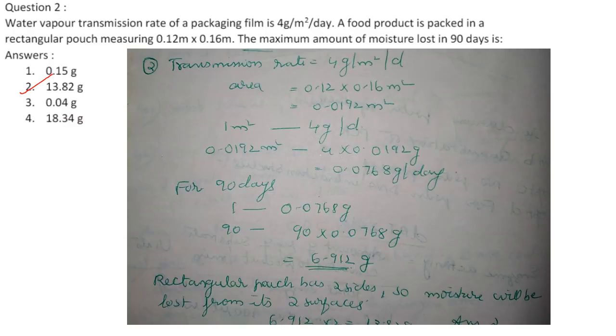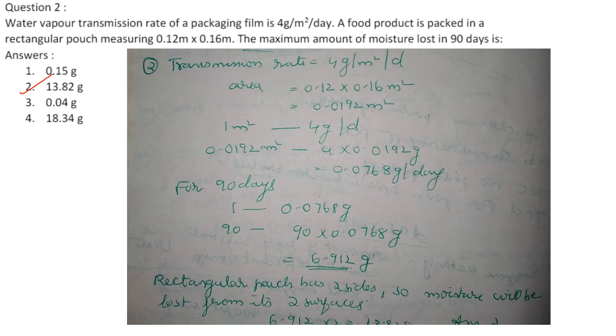Water vapor transmission rate of a packaging film is 4 grams per meter square per day. A food product is packed in a rectangular pouch measuring 0.12 m into 0.16 m. The maximum amount of moisture lost in 90 days is. So transmission rate is 4 grams per meter square per day. Area is equal to 0.12 into 0.16 meter square, that is 0.0192 meter square. 1 meter square is 4 grams per day. So 0.0192 meter square, it will be 0.0768 grams per day. For 90 days, it will be into 90, that is 6.912 grams.